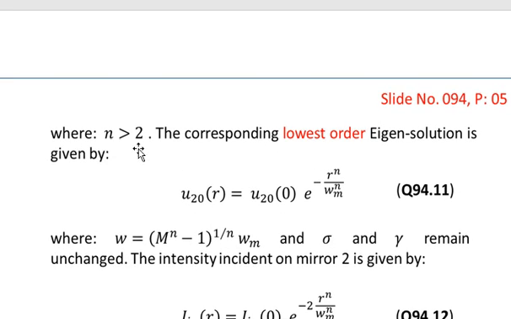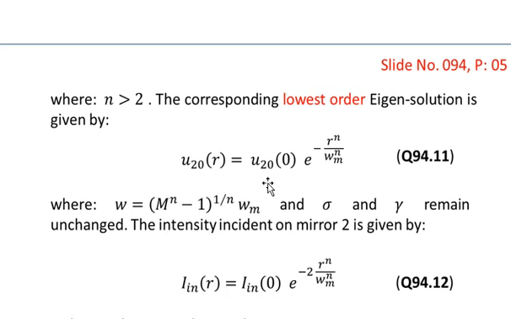So where n is greater than 2, the corresponding lowest order eigen solution is given by this. Such a solution was given just for the case of the Gaussian profile, but here we are giving the same result without going into detail for the case of a super Gaussian profile. So the solution with the lowest mode for the super Gaussian profile is given, which is u2 of u2 0 as a function of r is equal to u2 at r is equal to 0 multiplied by e to the power minus r to the power n divided by Wm to the power n, as given in equation number 11, where u20 is actually the Gaussian eigen solution.